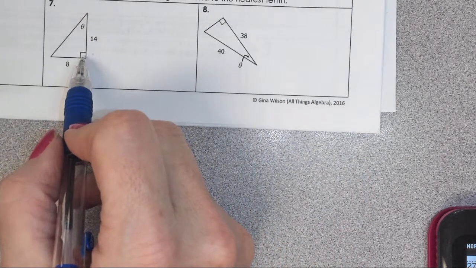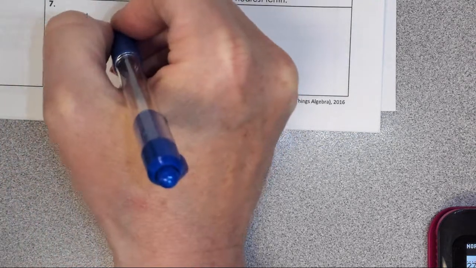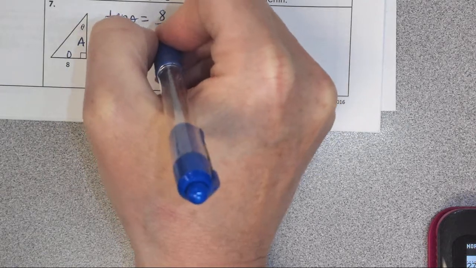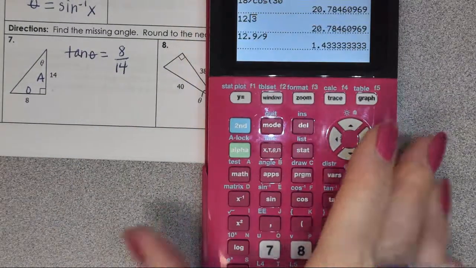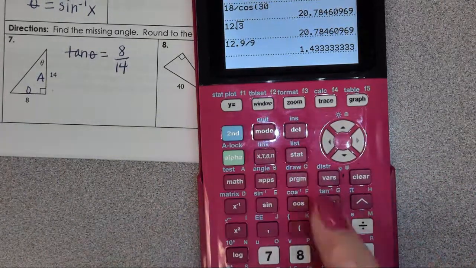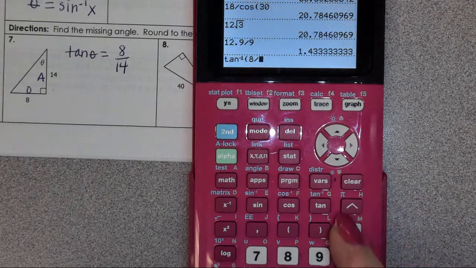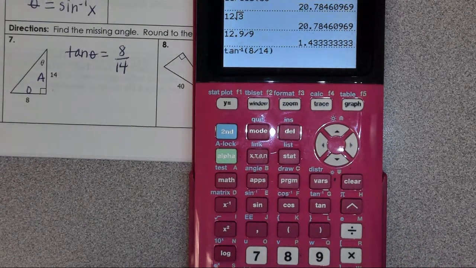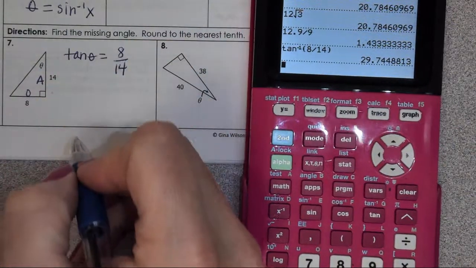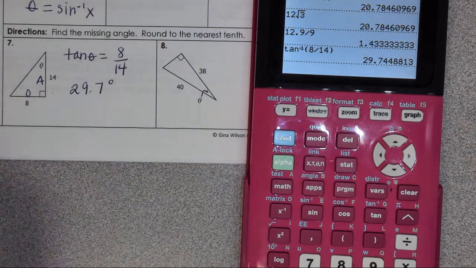All right, so let's look at this problem here. I'm going to look at my theta. This is opposite. This is adjacent. I know I'm going to use tangent. So tan theta has to equal opposite over adjacent. So I'm going to have to do second tan to get the inverse of 8 divided by 14. And that's going to give me this answer. So we're going to round this to the nearest tenth, so it's 29.7 degrees.